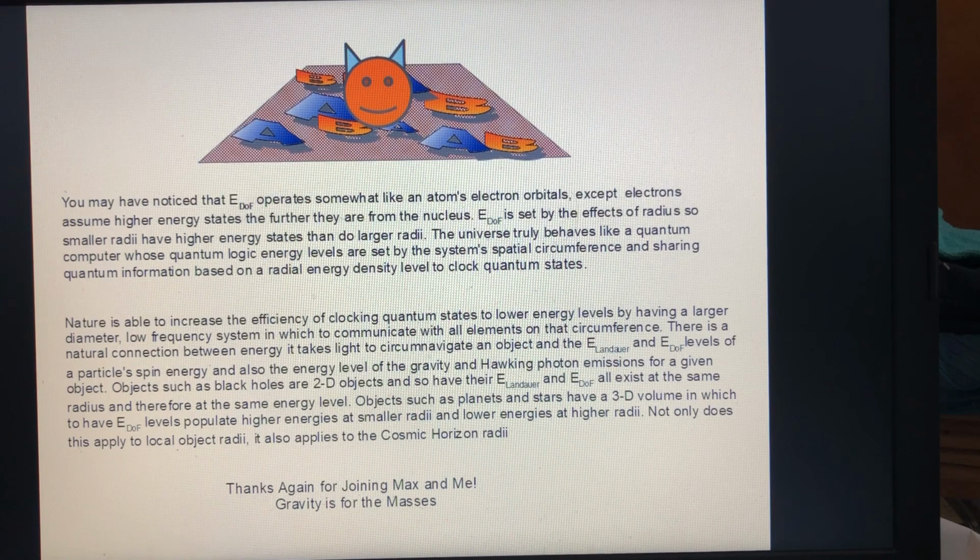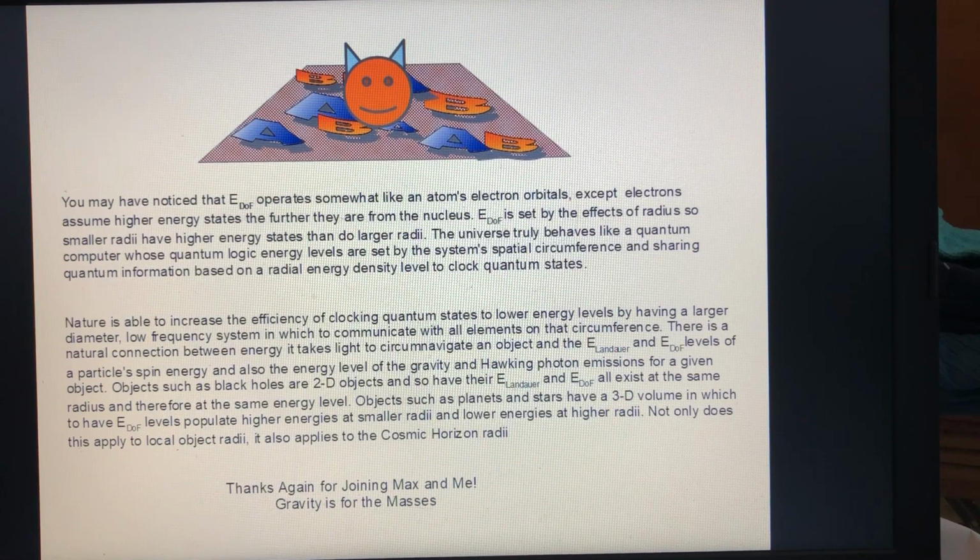You may have noticed something, that E degree of freedom operates somewhat like an atom's electron orbitals, except electrons assume higher energy states the further they are from the nucleus. E degree of freedom is set by the effects of radius, so small radii have a higher energy state than do larger radii. The universe truly behaves like a quantum computer, whose quantum logic energy levels are set by the system's spatial circumference and the sharing of quantum information based on a radial energy density level to quantum states.